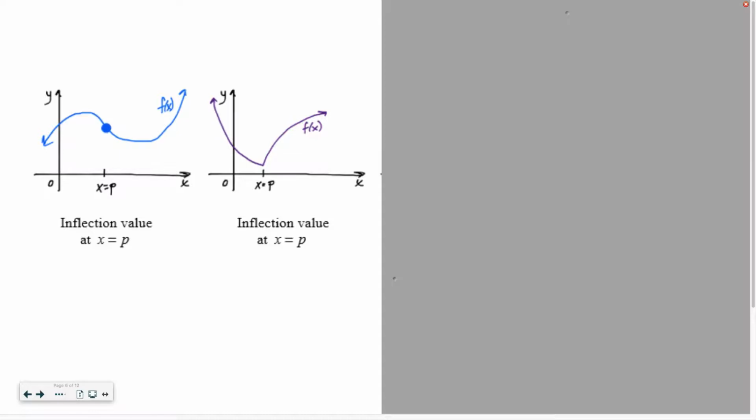Here, do we change concavity? This is concave up, and this part is concave down. Do you see that change where this is cupped up and this is cupped down? So here point P is an inflection point. What would the second derivative be here? It'd be undefined because of that corner, but it's still an inflection point because we change concavity.